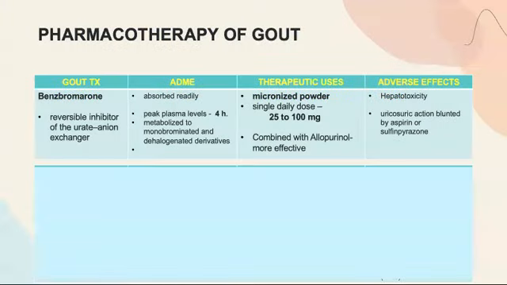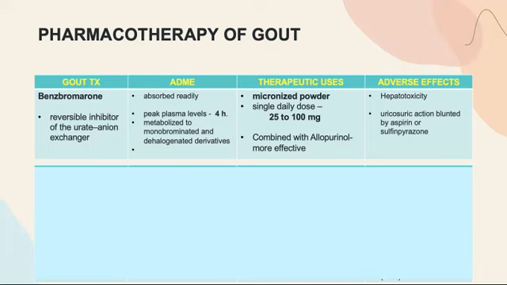The second to the last drug is benzbromarone. It is a reversible inhibitor of the urate anion exchanger in the proximal tubule. Hepatotoxicity reported in conjunction with its use has limited its availability. The drug is absorbed readily after oral ingestion, and the peak plasma levels are achieved in about 4 hours. It is metabolized to monobrominated and dehalogenated derivatives, both of which have uricosuric activity, and is excreted primarily in the bile.